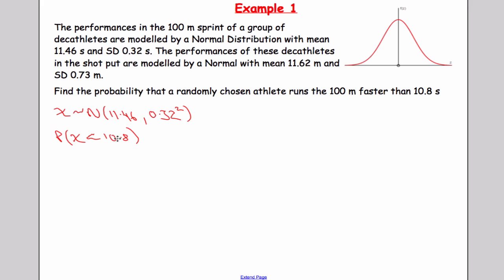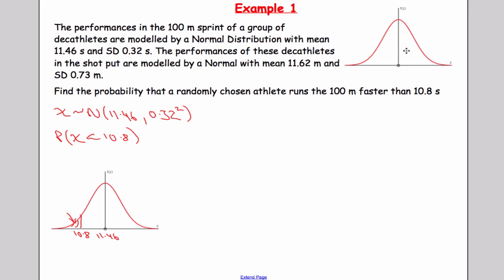Okay, so just like we've been doing before, we're going to use a little diagram to get the idea of what's going on. So let's start over here. We know that the mean is 11.46, so I can put that in here, 11.46. And my raw score is 10.8, which is going to be down here somewhere, 10.8. And I want the probability less than 10.8.